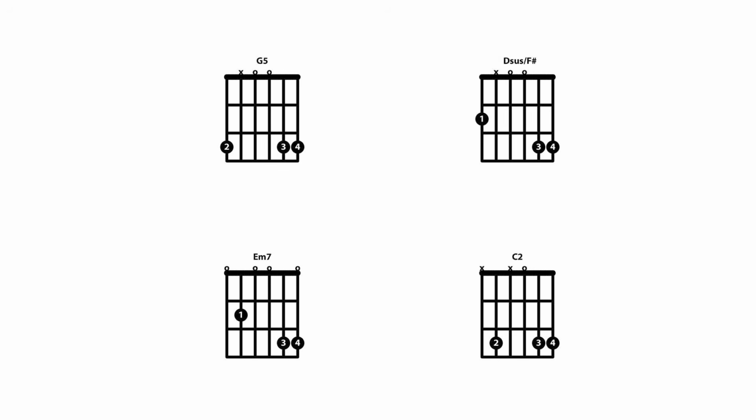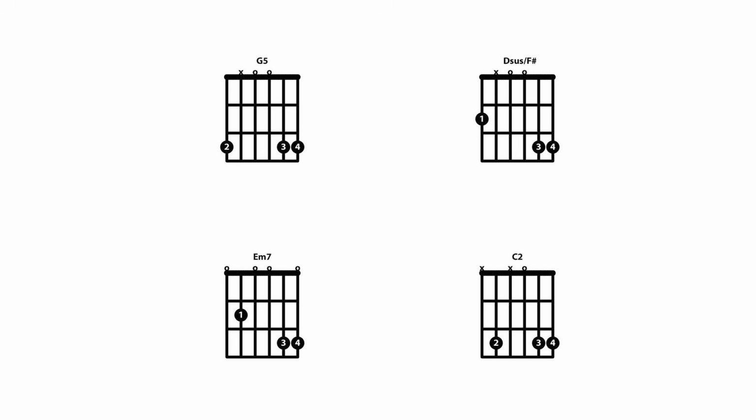Now I want to talk about 4 chords that are going to give you the ability to play thousands of songs. There are thousands of songs that use these 4 chords with exactly these voicings. And we're going to go ahead and talk about those. The first one we're going to start with was your G5.